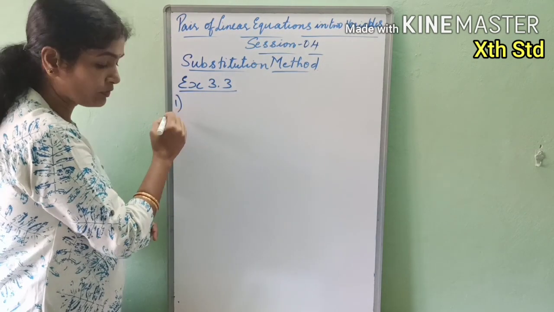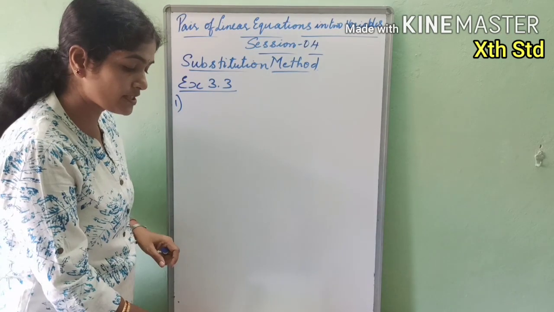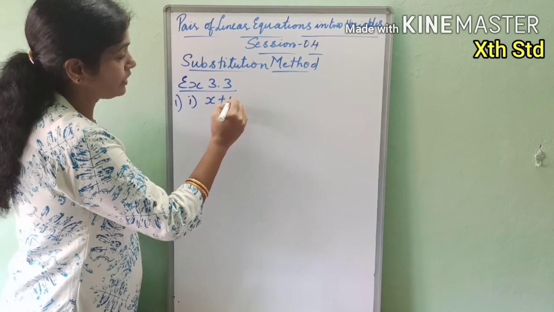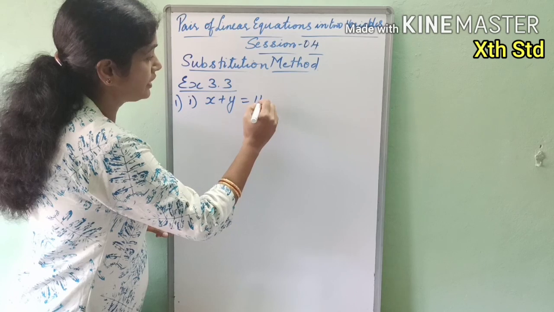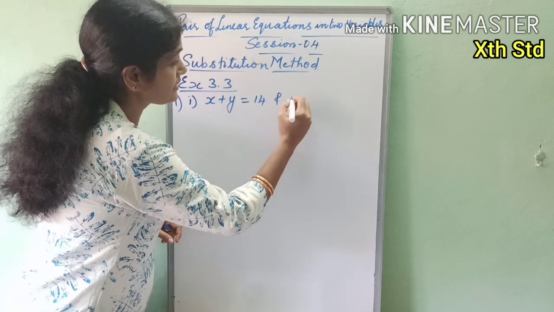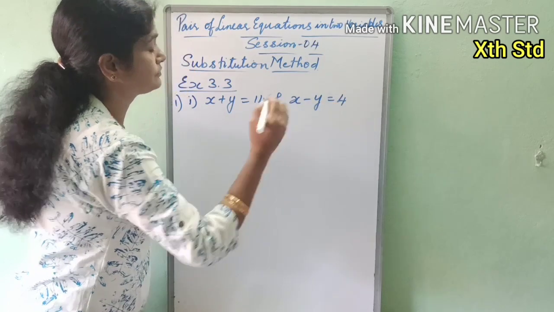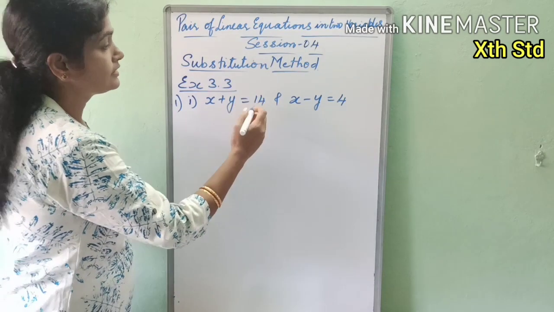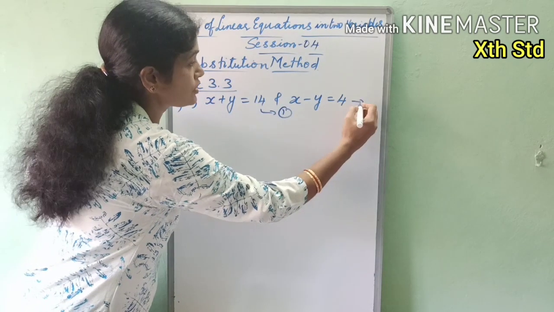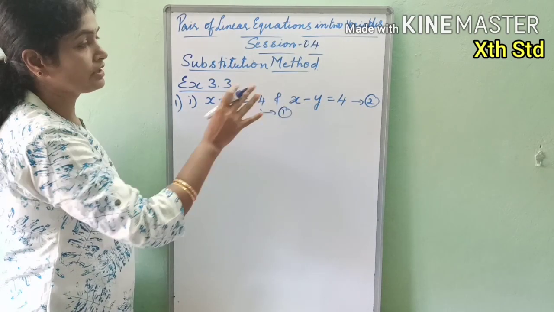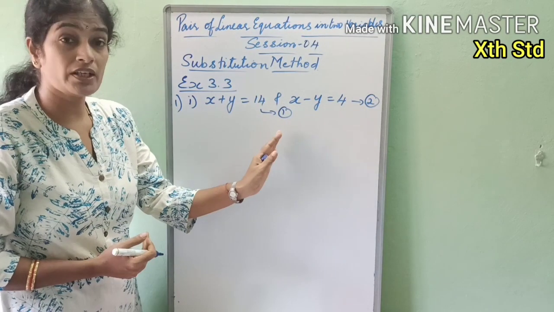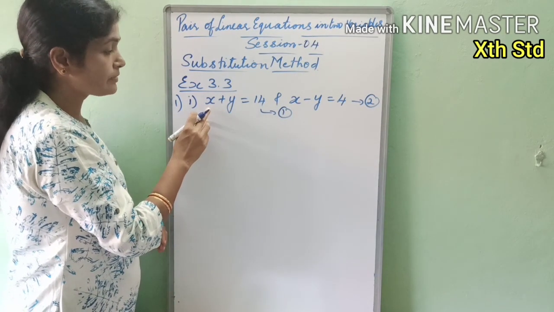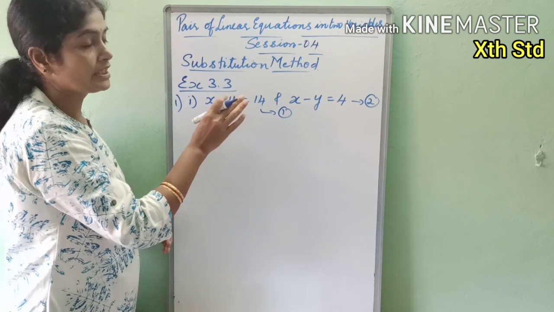The first question says: solve the following pair of linear equations by the substitution method. The first one, x plus y is equal to 14 and x minus y is equal to 4. These are the two equations given to us. Say this is equation 1, this is equation 2. Either you can take equation 1 or equation 2 and try to express one variable in terms of the other. Here, the variables are x and y.